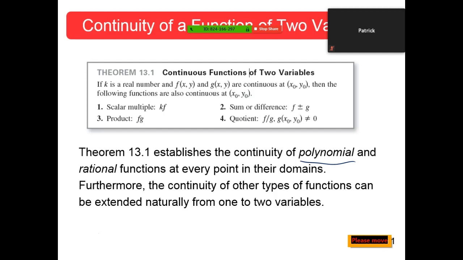Rational functions are not continuous everywhere. But guess what? They're continuous everywhere in their domains. Well, that's what a domain is. A domain excludes the places where they're not continuous. So that is correct. A rational function is continuous at every point in its domain because the points of discontinuity are not in the domain. Furthermore, the continuity of other types of functions can be extended naturally from one to two variables.